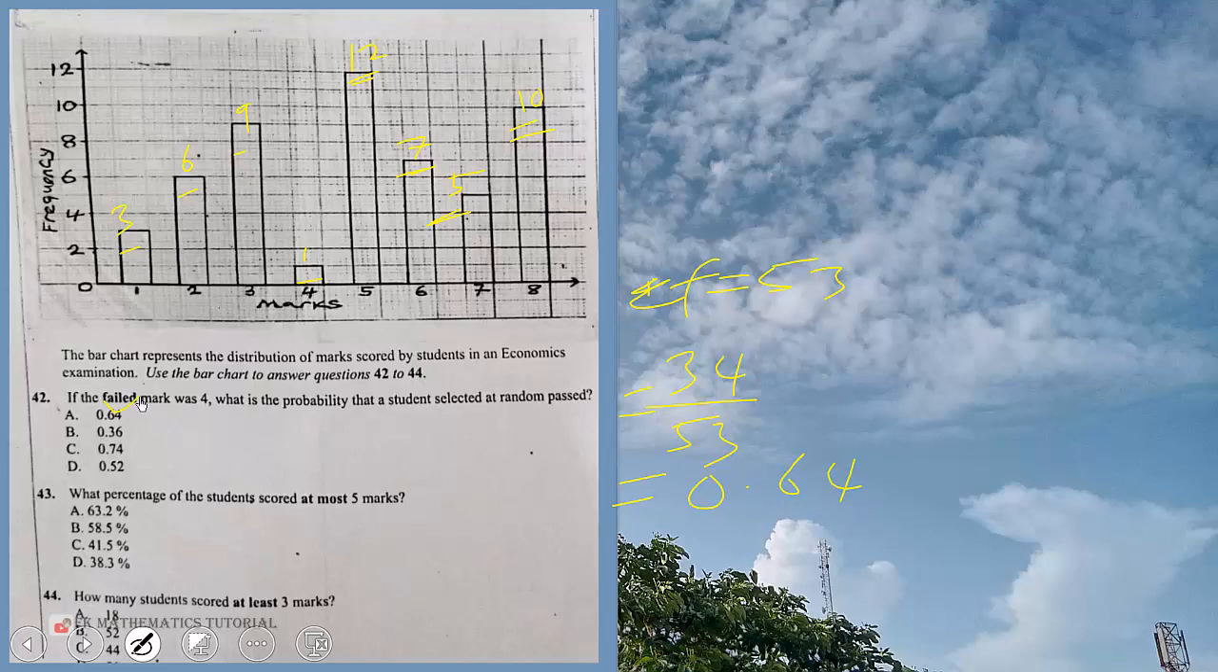What percentage of the students scored at most 5 marks? At most 5, so 5 or less. So you get 12 plus 1 plus 9 plus 6 plus 3. And what would that give you?